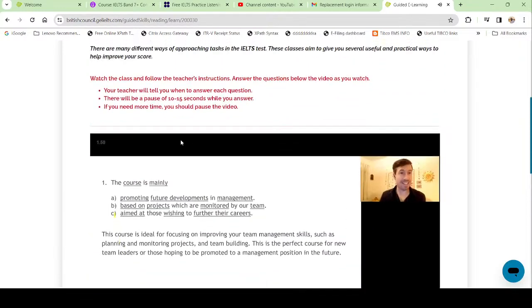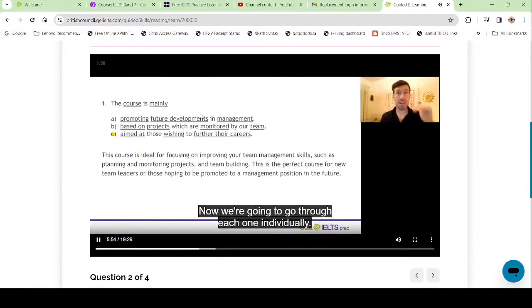Okay, so the correct answer here is actually C. Now we're going to go through each one individually. So we're going to start with A, promoting future developments in management.